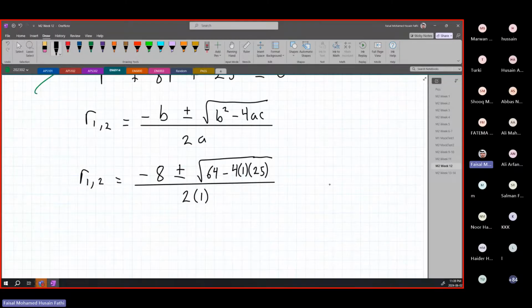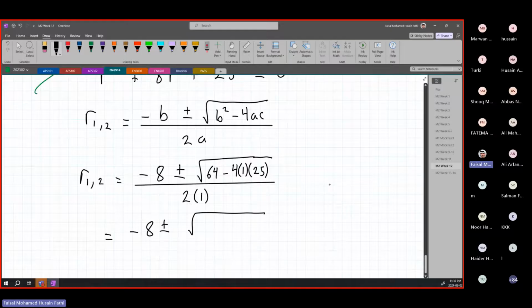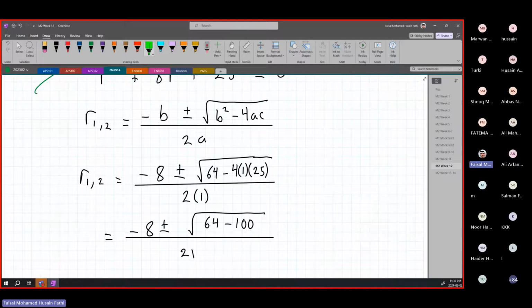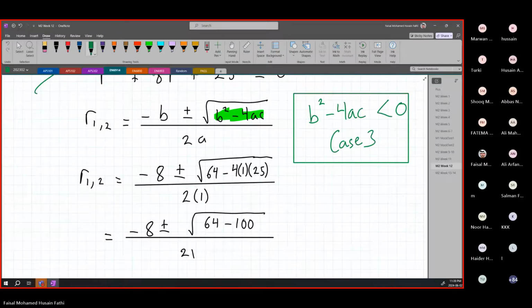So if we simplify this, it's minus 8 plus or minus the square root of 64 minus 100 over 2, since 4 times 25 is 100. What do we notice here? We notice that our b squared minus 4ac now is negative. We're going to get a negative value. So our third case is when b squared minus 4ac is less than 0. This is case 3.